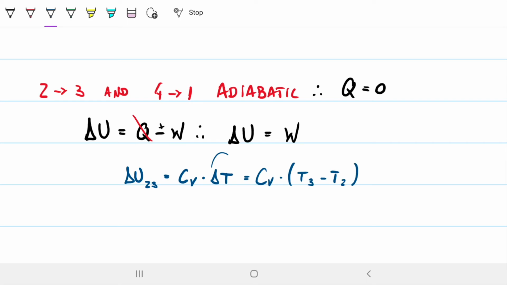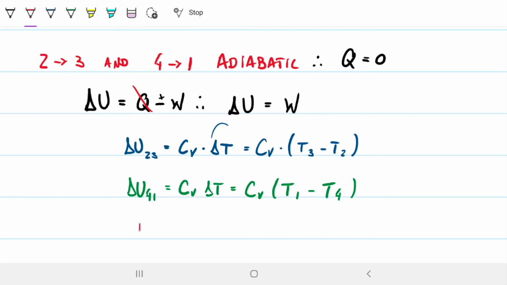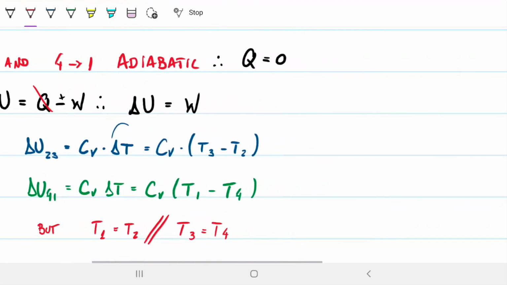Okay, I don't know the value for this. We could calculate it, that's fine, we have CVs, we have the delta Ts, but note the following. The other one, the one as we go from 4 to 1, that will also be CV delta T, right? In this case, the delta T is my T1 minus my T4, final minus my initial. But it just so happens that my T1 is the same as my T2 because it's an isothermal transformation. And my T3 is the same as my T4, again, for the same reason. So I can substitute any of these top guys here by the other. So I can write this as CV times, and when I have T3, I can write T4. When I have T2, I can write T1.